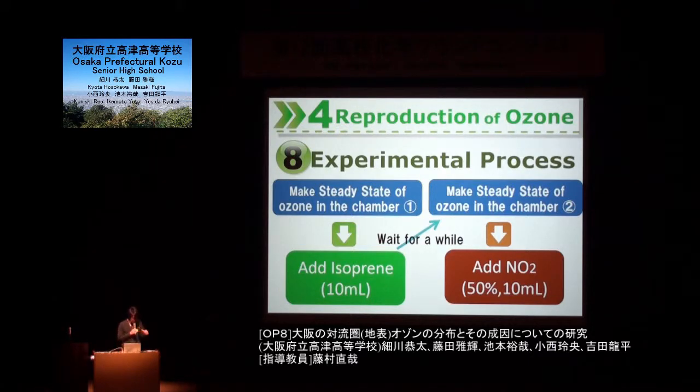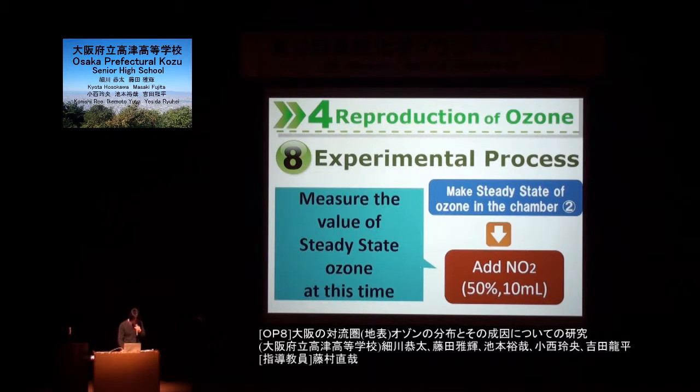This is the process of our experiment. First, we made a steady state of ozone in the chamber and added 10 ml of isoprene. After ozone in the chamber stabilized again, we added 10 milliliters of 50% NO2. Next, we evaluated ozone generation by measuring the value of the steady state of ozone at this time.